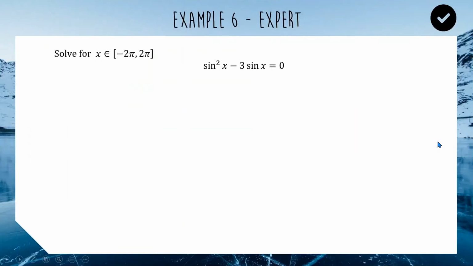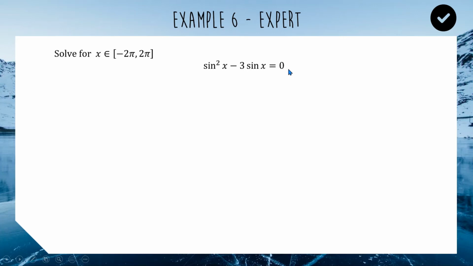Okay, on to our second last example now, an expert level equation. We're solving x in the domain of minus 2 pi to 2 pi, so from negative 360 up to 360. Our equation is sine squared x minus 3 sine x is equal to 0.